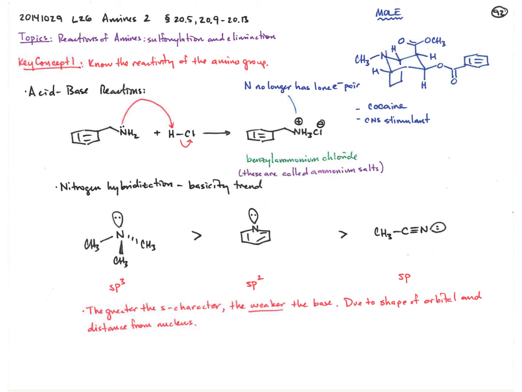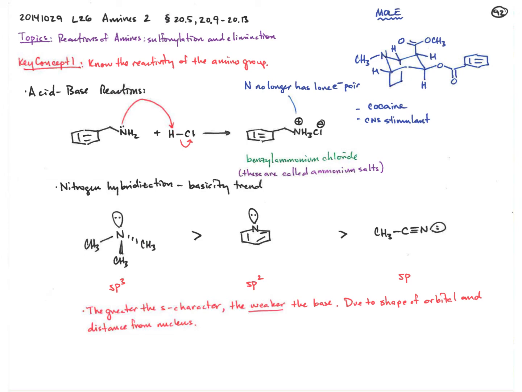In this screencast, we're going to talk about some reactions of amines, sulfonylation, and elimination. So first, let's review the reactivity of the amino group. Amines can undergo acid-base reactions in which the lone pair on the nitrogen atom can abstract a hydrogen.